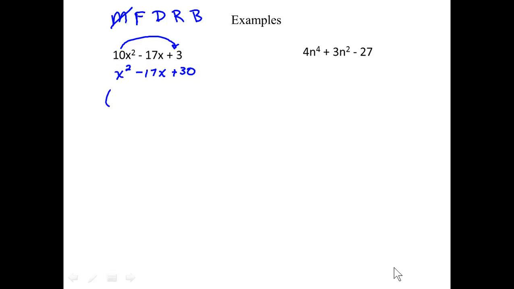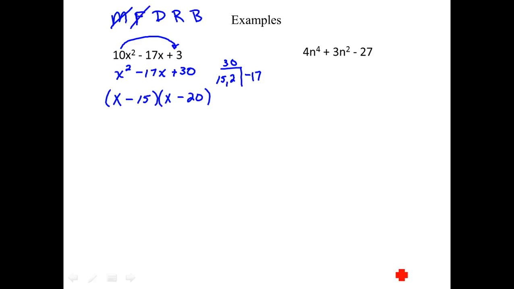Now we've got to factor. So our signs are going to be negative and negative. Bust the x squared into x and x, and we've got to think, what can we multiply together to get 30 and add together to get negative 17? What do you think? 15 and 2. Very good. 15 and 2. So we just factored. We're done with that.